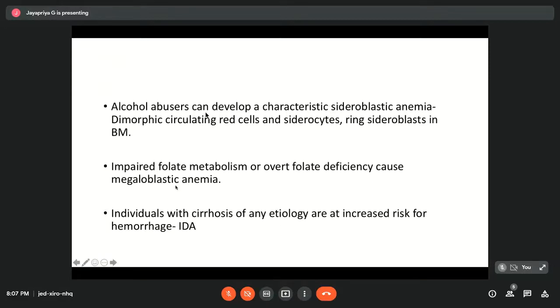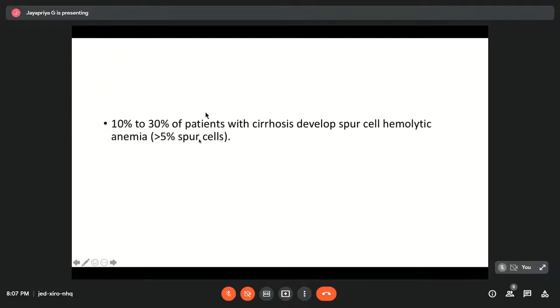The other anemia that can occur in alcoholics or in liver disease is megaloblastic anemia because of impaired folate metabolism. And patients with cirrhosis can develop iron deficiency anemia because of increased risk of hemorrhage. Another finding is the development of spur cell hemolytic anemia. In liver disease, patients can develop a peculiar red cell membrane abnormality known as spur cells. Spur cell hemolytic anemia can be seen in cirrhotic patients in around 10 to 30% of cases.